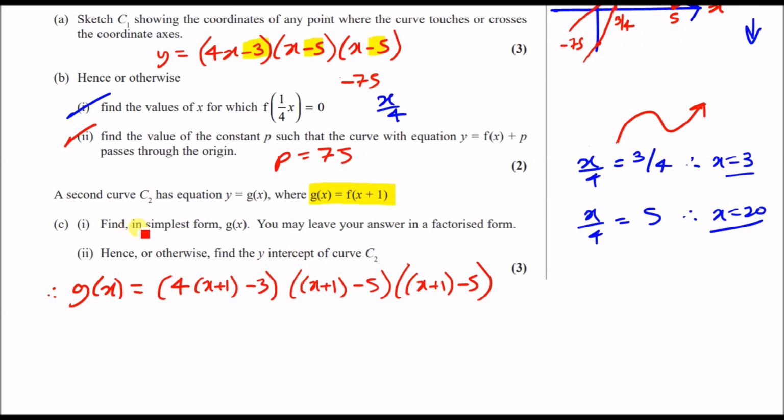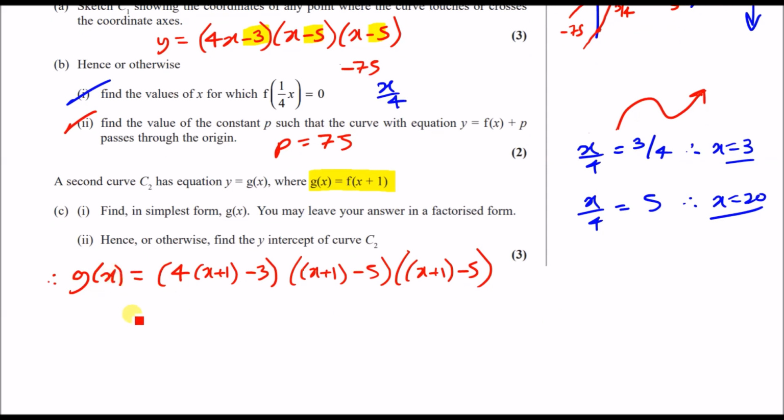It says find in simplest form, and you may leave your answer in a factorized form. Okay, sweet. So we actually don't have to expand it. We just have to tidy up the inside. So what that means then, looking at this one, is you can keep it as a squared bracket. Let's keep it as a squared bracket, guys.